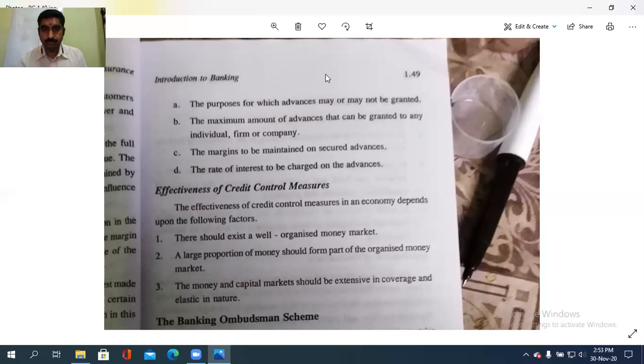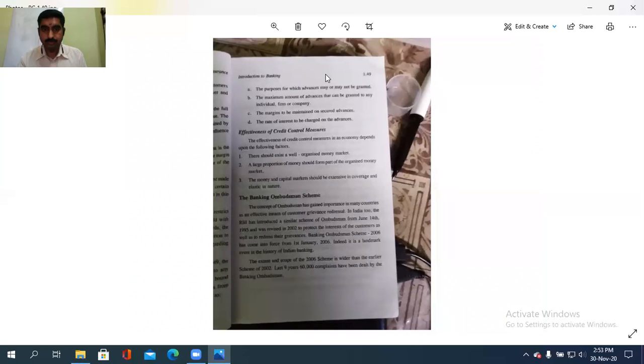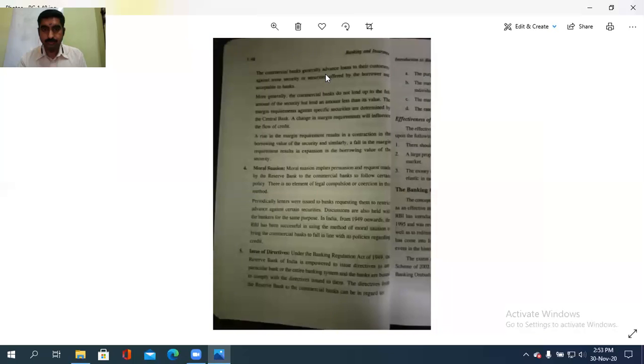Then the margins to be maintained on secured loans or secured advances. For advances based on security, that margin should be kept, and also the rate of interest to be charged on the advances. So there should be some interest rates also for such advances. So that is the case, issue of directions or directives.